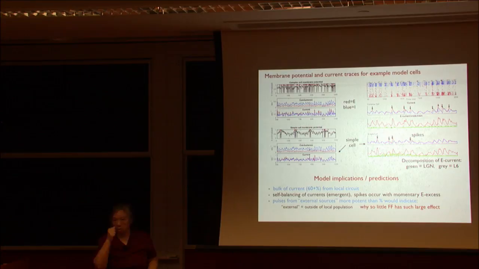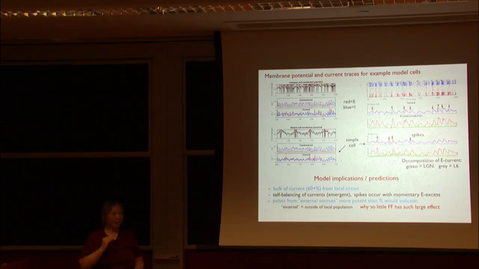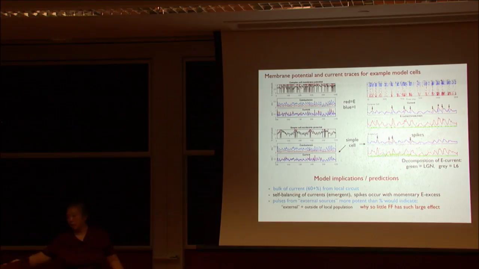Because the punches from external sources are not doing this kind of swinging back and forth thing, they tend to be more potent because they come at the wrong times. And we're conjecturing whether this is one reason why so little feedforward has such a large effect, right? The LGN only has a few percent. Why is it that it can have such a large effect? Okay. And so finally, about the mechanism for gamma, so which one is it?